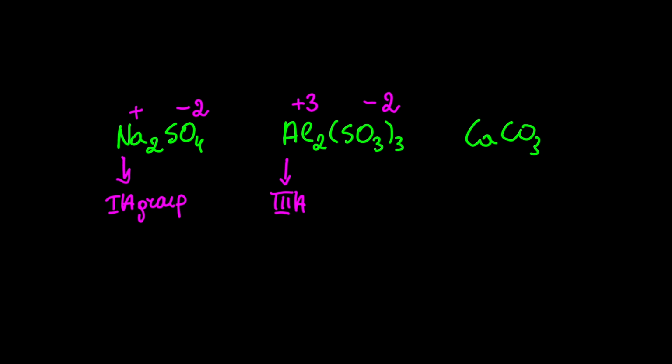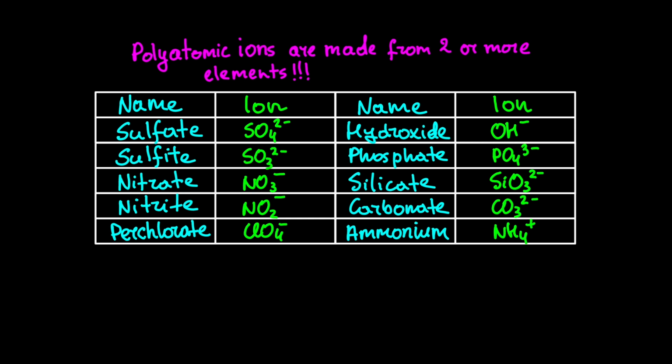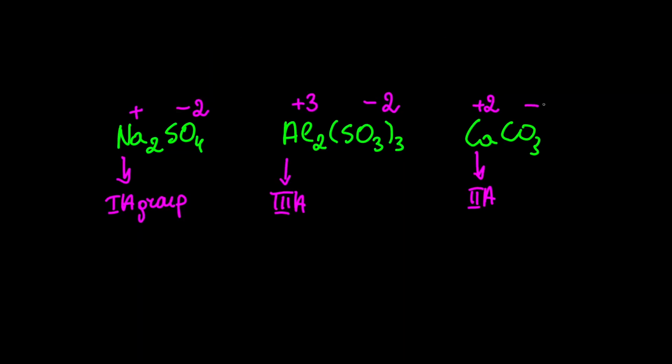Lastly, we have CaCO3. Calcium is +2 because it's in the second A group. And CO3 ion we can find in the table. As we can see, carbonate ion is always -2.